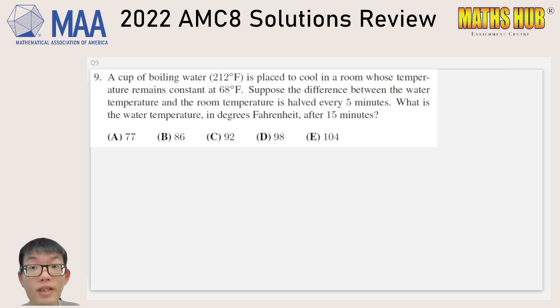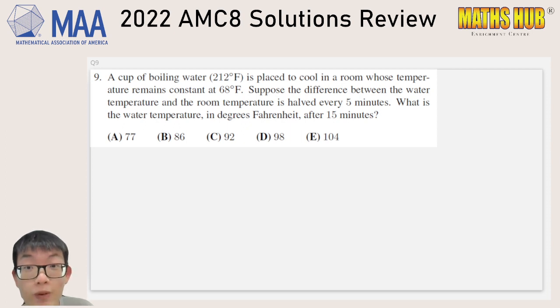Question 9. A cup of boiling water, 212 Fahrenheit, is placed to cool in a room whose temperature remains constant at 68 degrees Fahrenheit. Now I have to admit that I do things in Celsius here, so I don't know what this means, but I assume there's room temperature and 100 degrees Celsius. And anyway, this whole question is in Fahrenheit, thank goodness, so I don't have to remember my conversion to Celsius.